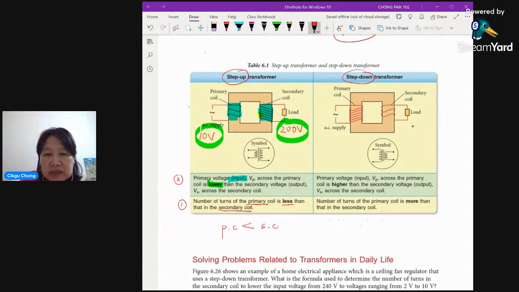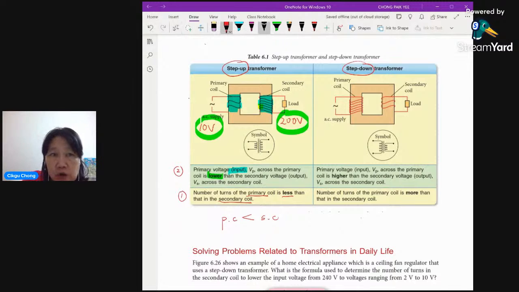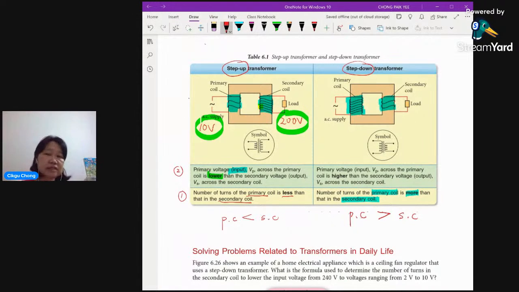Let's look at the turns first. If you look at the coils, here looks like more, and this one on this side is less. You see the difference here? So one of the characteristics you can write here is the number of turns in the primary coil is more than the secondary coil. In short form, primary coil turns will be more than the secondary coil. I think you're familiar with the mathematics symbol. If it points like this, what is on the left is more than the right. If it points this way, what is on the left will be less than what is on the right. So PC is more than SC.